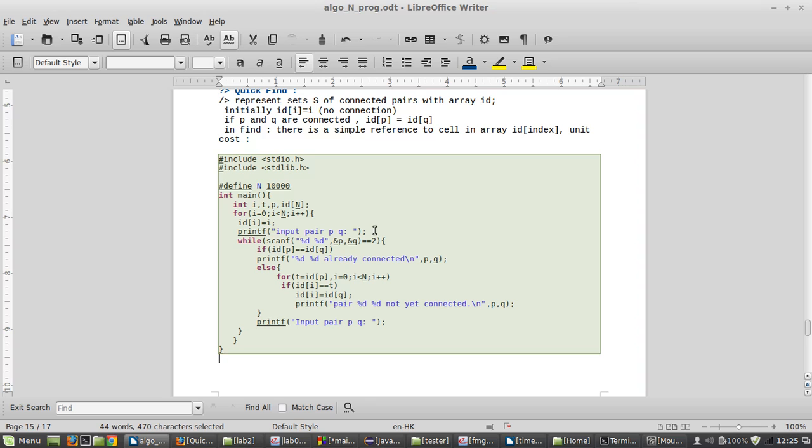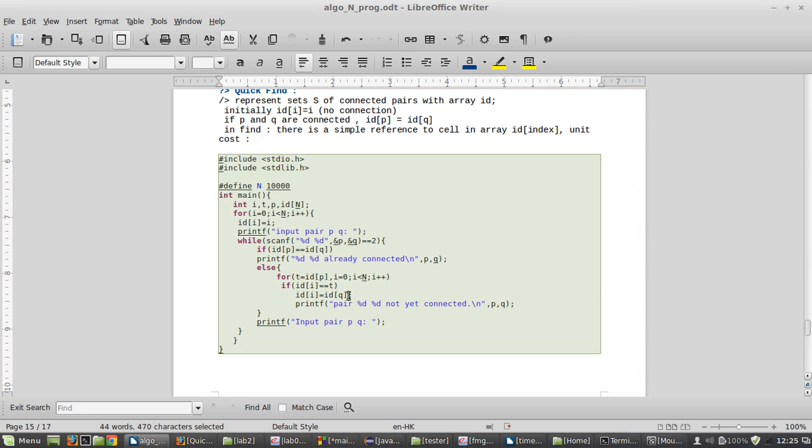Those two numbers are scanned from the user as user input, and then you check conditionally the id of the first scanned number and the id of the second scanned number: are they connected or not? If they are equal, then you can directly say that they are connected. Otherwise, if they are not connected, there is an inner loop, you again loop n times and you start checking for the connectivity.